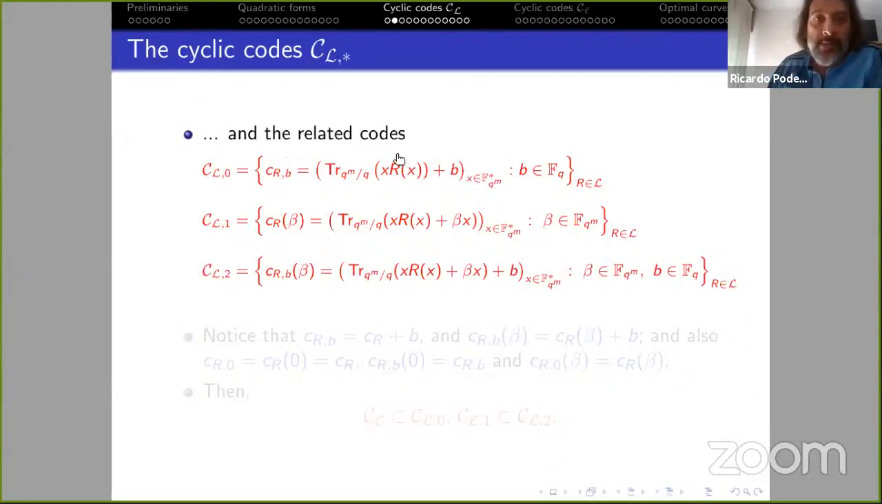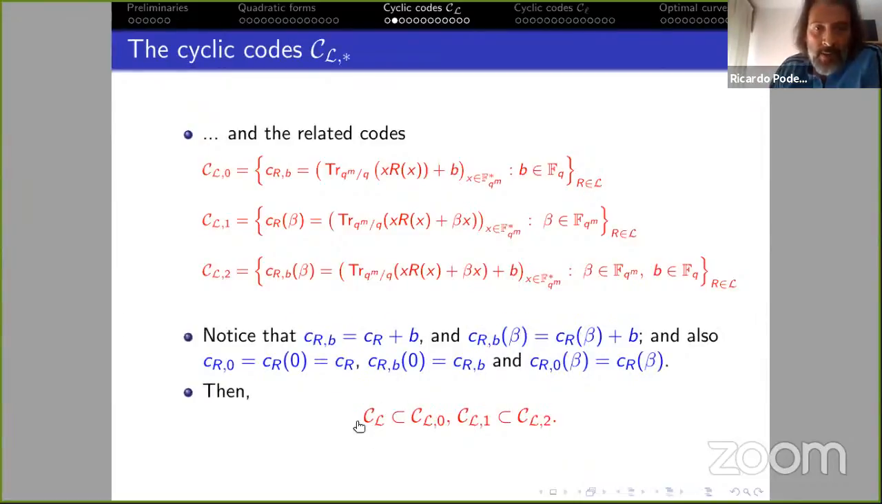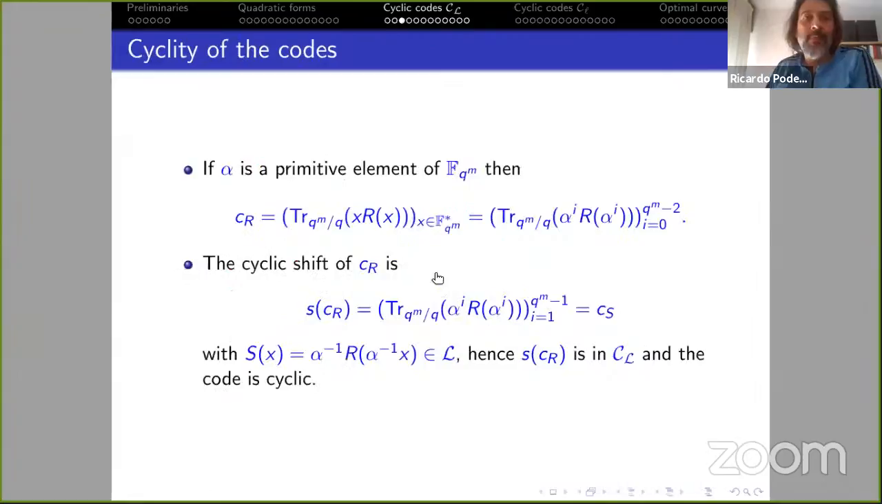And this related code, this is the original one, and then you add this element B, this beta X plus B. So we have the obvious containments: C_L is contained in all of these, and C_L2 contains all the others. Well, these codes are in fact cyclic codes.